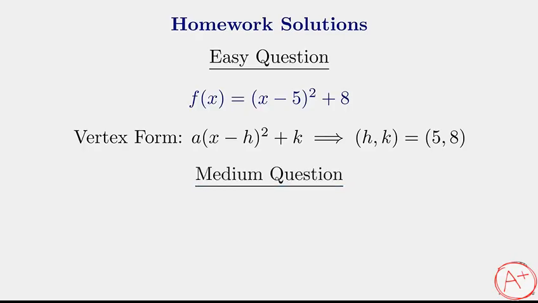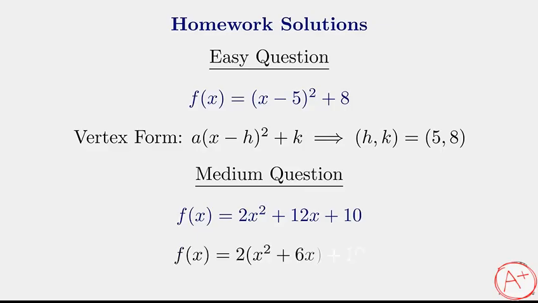For the medium question, f of x equals 2x squared plus 12x plus 10. First, factor out the 2 from the x terms. f of x equals 2 times x squared plus 6x, plus 10. Complete the square for x squared plus 6x. Half of 6 is 3, and 3 squared is 9.